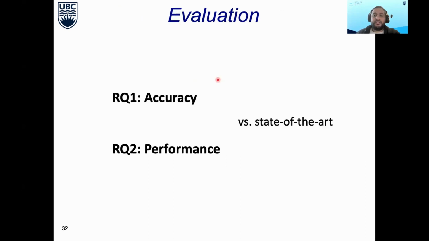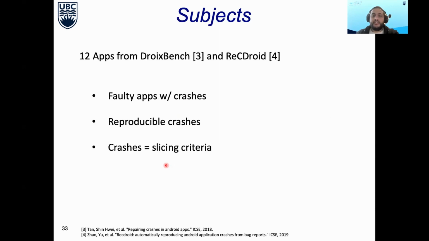We evaluated Mandoline in terms of accuracy and performance. We asked two research questions. How does the accuracy of Mandoline compare to the state-of-the-art in dynamic slicing for Android? And we asked the same question for performance. The subject apps are 12 applications from the app benchmarks DroixBench and DragDroid, which are the most recent datasets of faulty apps that crash. We selected the apps where the crashes are reproducible, and we selected these benchmarks since the slicing criteria is easily identifiable as the statement that crashes the app.